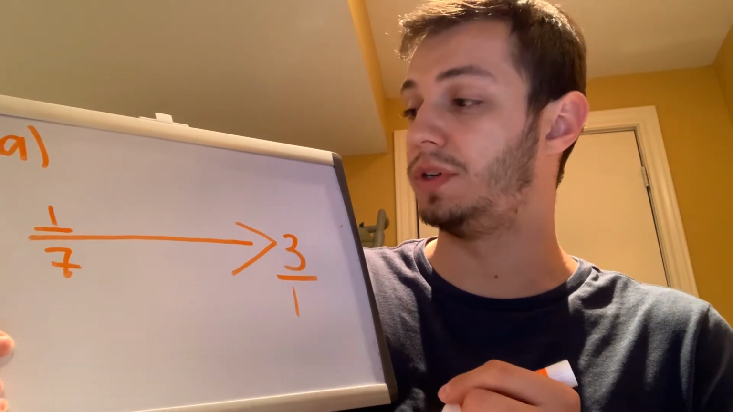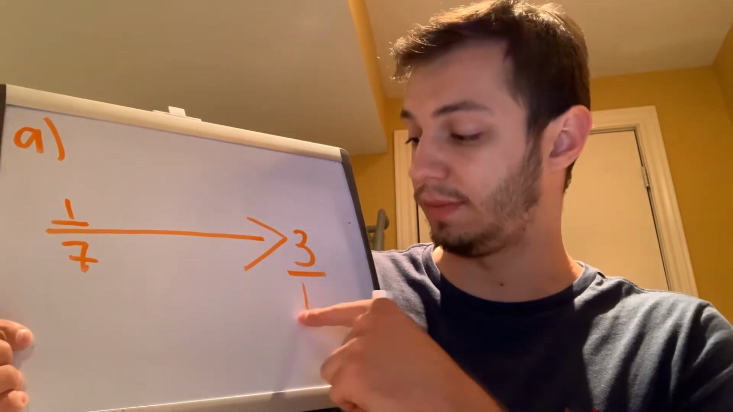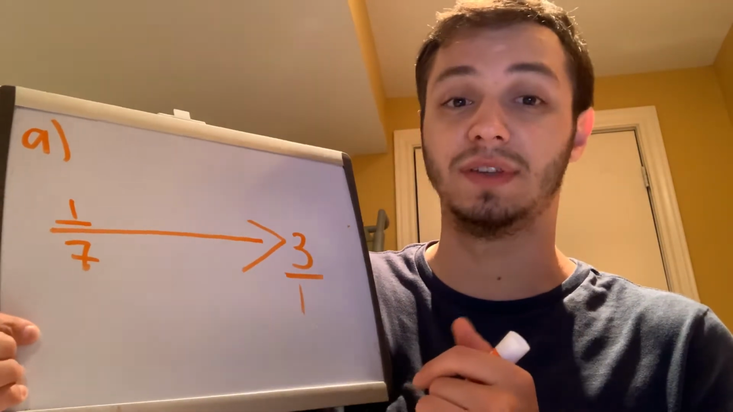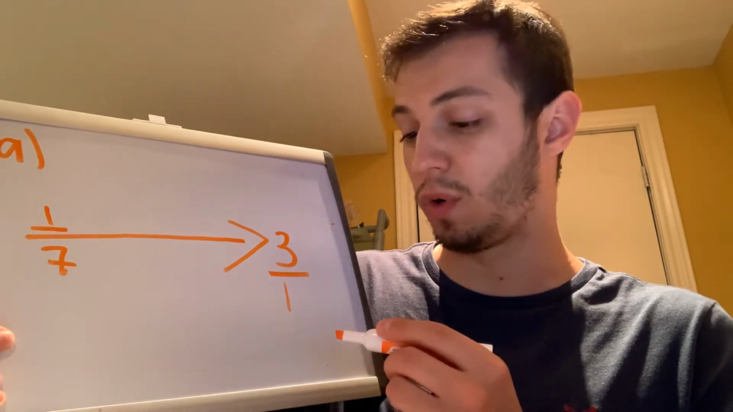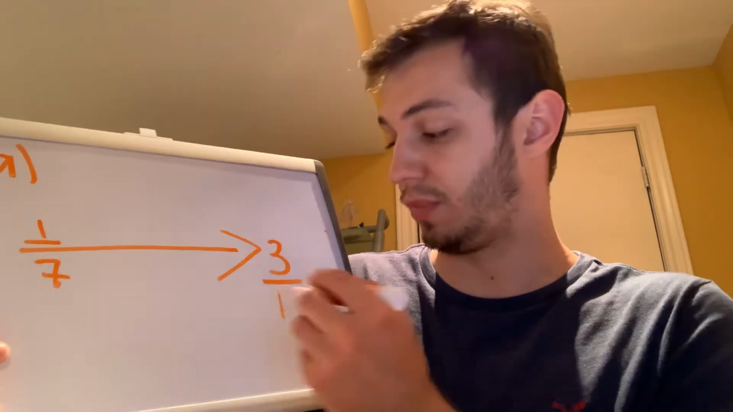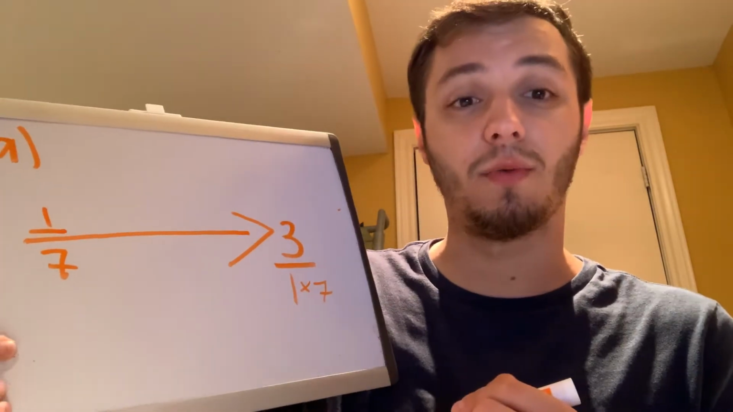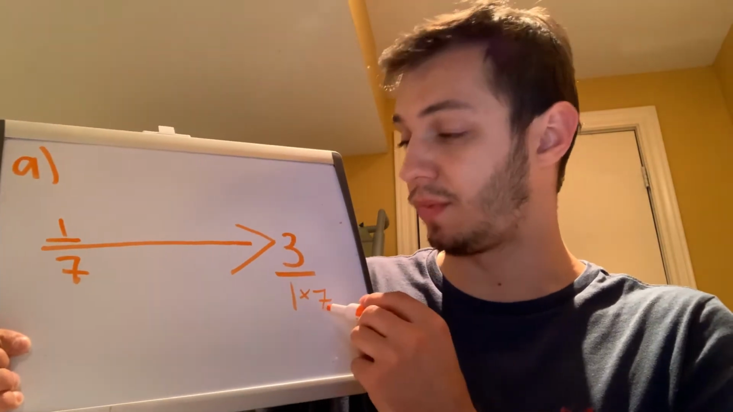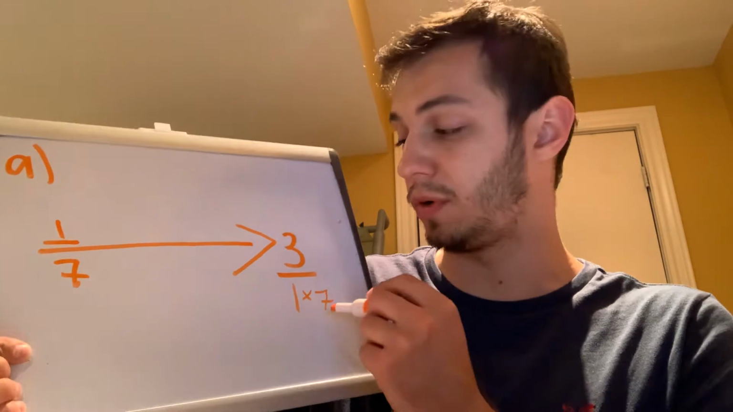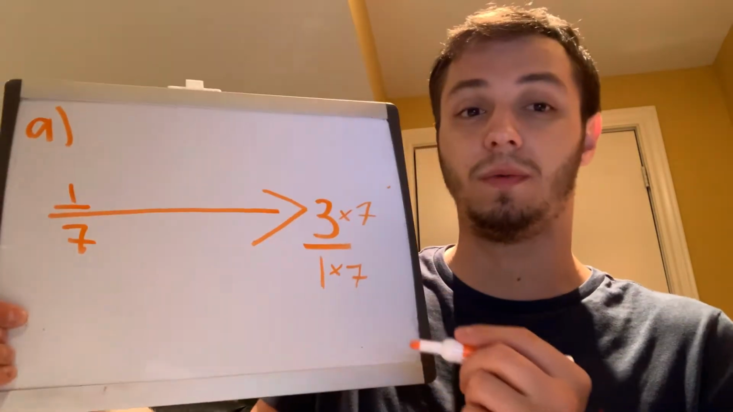So now, in order to add or subtract fractions, I need them to have the same bottom number. These fractions do not have the same bottom number. So what I'm going to do is multiply this one by the other bottom number. So I'm going to multiply it by 7. Now remember, whatever I do to my bottom number, I have to do to my top number. So if I multiplied the bottom number by 7, I'm going to multiply the top number by 7 as well.